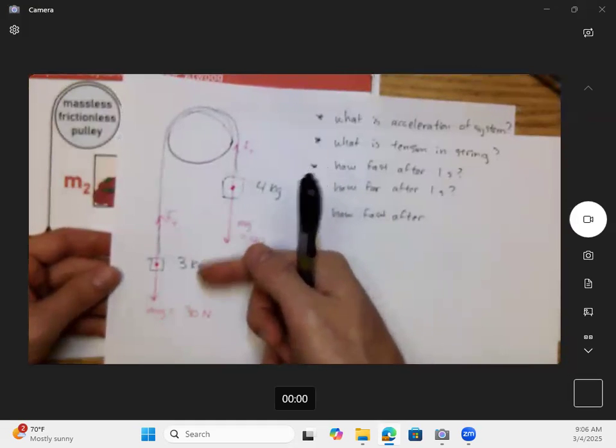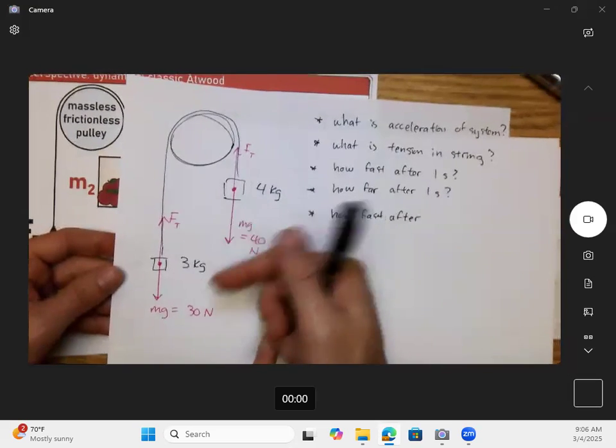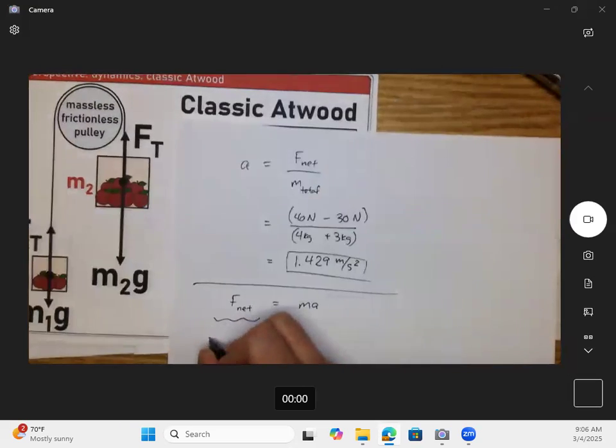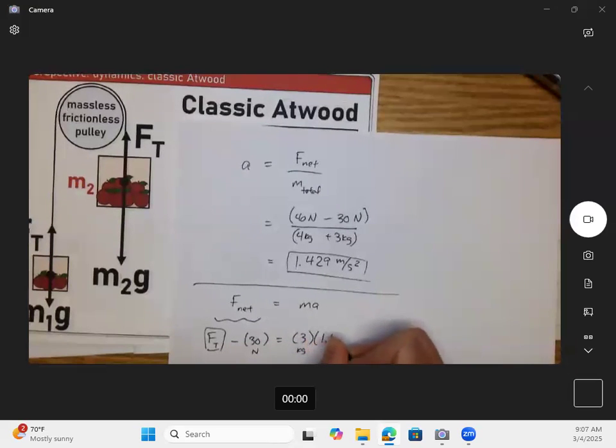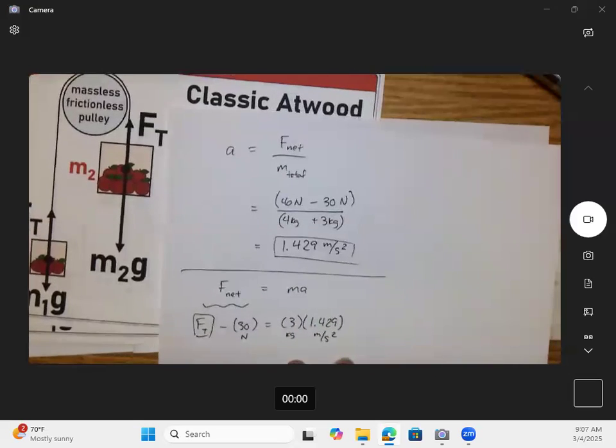Yeah, tension up minus the weight down. Right, tension up, weight down. There's a difference there. So I'll call this the tension force, which I'm solving for, minus the weight down, which would be like 30 newtons. That's going to result in a 3 kilogram block accelerating at 1.429 meters per second squared. Wouldn't that be the case?